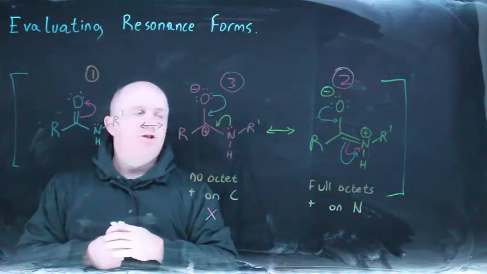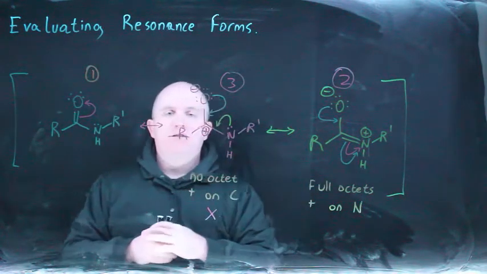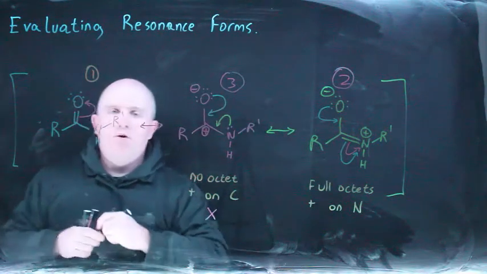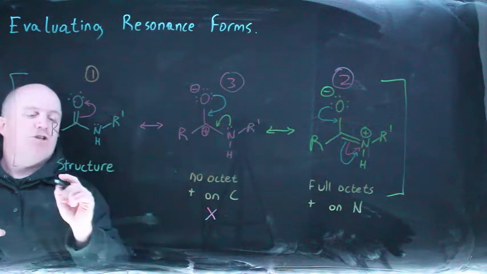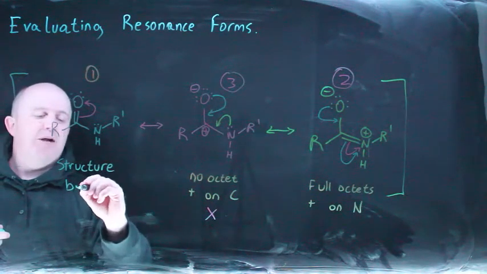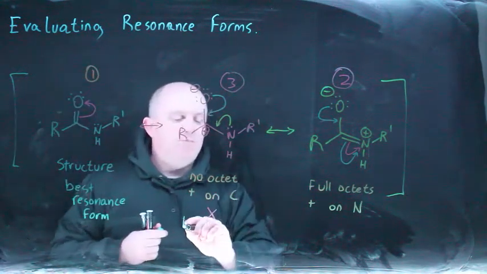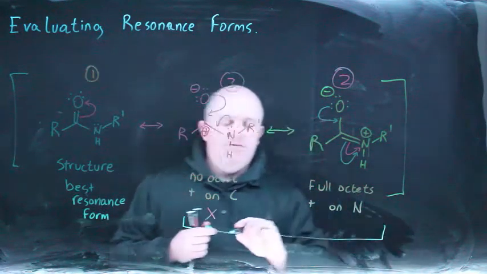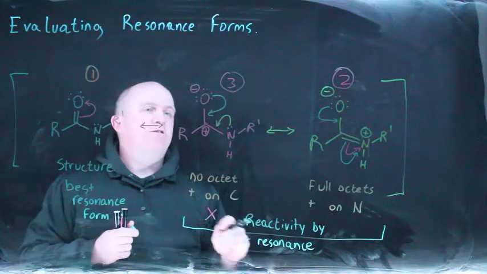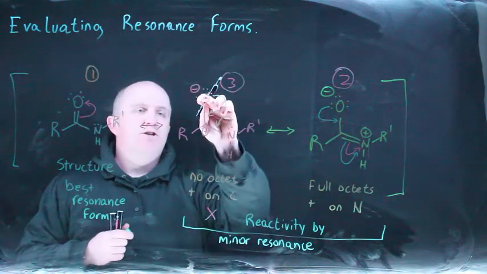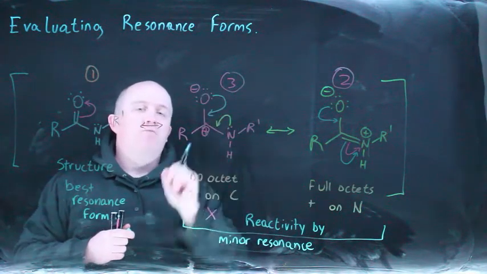Which of these structures most accurately represents the way the molecule looks? Well, the more stable resonance form is going to be the way the structure looks. So the structure is going to be given by the best resonance form. But the way this molecule reacts is going to be given by the minor resonance forms. In other words, when you look at these minor resonance forms, what you should be aware of is this oxygen is more minus than you think. This carbon is more plus than you think.